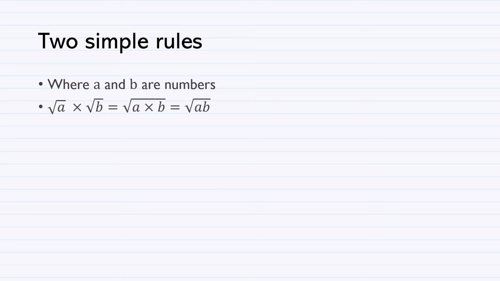Before we dive into any of the examples, there are 2 simple rules to remember, one of which we've already seen. Given any 2 numbers, a and b, the square root of a multiplied by the square root of b is the same as the square root of a times b. This is the rule that we'll use in this video. In the next video, we'll look at the second rule. The square root of a divided by the square root of b is the same as the square root of a over b. Now that we've covered the rules, we can work through some examples.